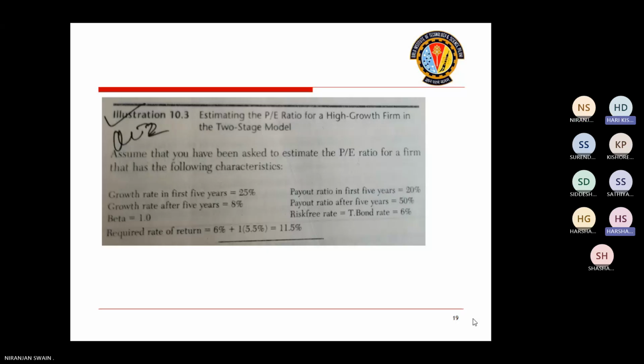So numerator is 1.64 for the second factor. Yeah, second factor 1.64, but my denominator is wrong, sir. Denominator is coming around 0.06. This is 0.115 minus 0.08 into 1.115 to the power 5. Yeah, so you can do it.